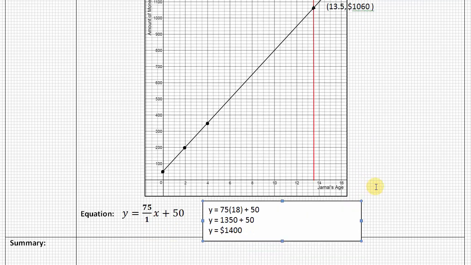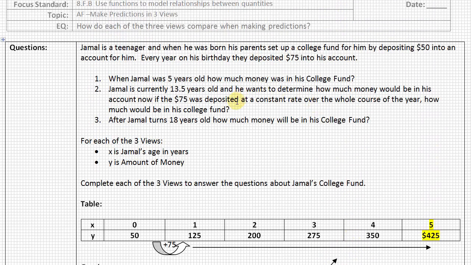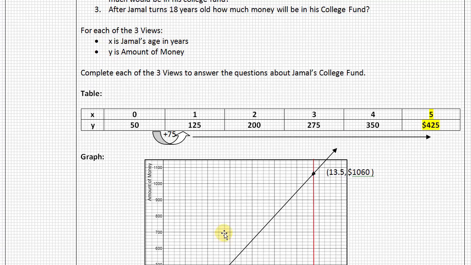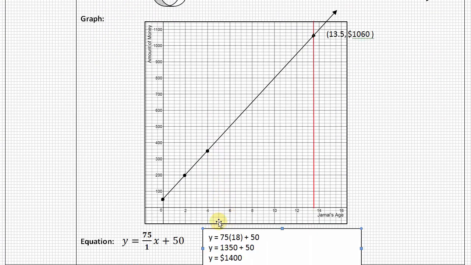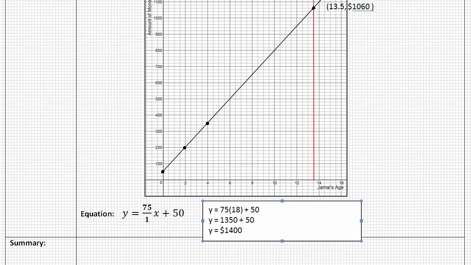So here we took a look in this video at how to make predictions, and we want to start comparing and contrasting. When is it best to use a table? When is it best to use a graph? And when is it best to use the equation? And how are they similar and different, and using them as a comparison tool, or a prediction tool? We're going to talk about that more in class.